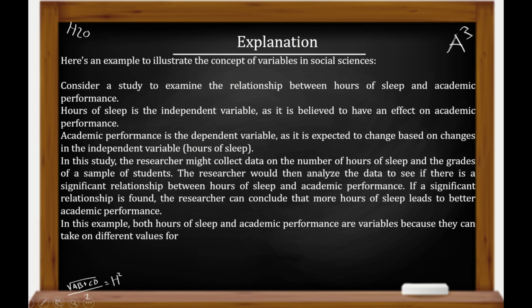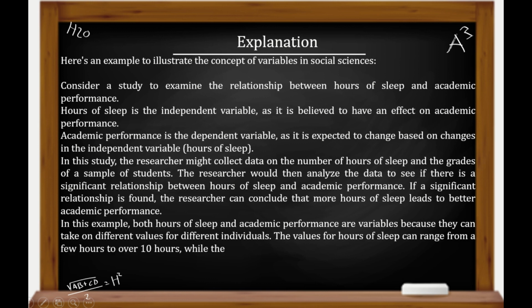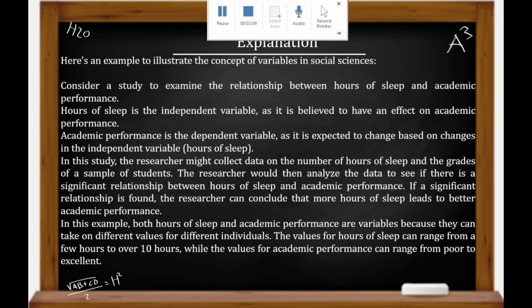In this example, both hours of sleep and academic performance are variables because they can take on different values for different individuals. The values for hours of sleep can range from a few hours to over 10 hours, while the values for academic performance can range from poor to excellent.